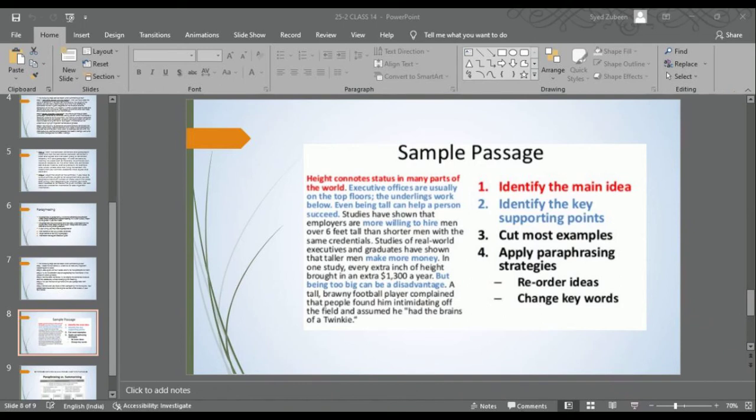And what are the two strategies that you need to keep in mind? Reorder the ideas that are present in the paragraph and change the keywords. Use synonyms, use easy words for complex sentences or words. So identify the main idea, identify the key supporting points, cut out most examples, and apply the paraphrasing strategies, which include reordering ideas and changing the keywords. I hope you have taken a screenshot of this as well.